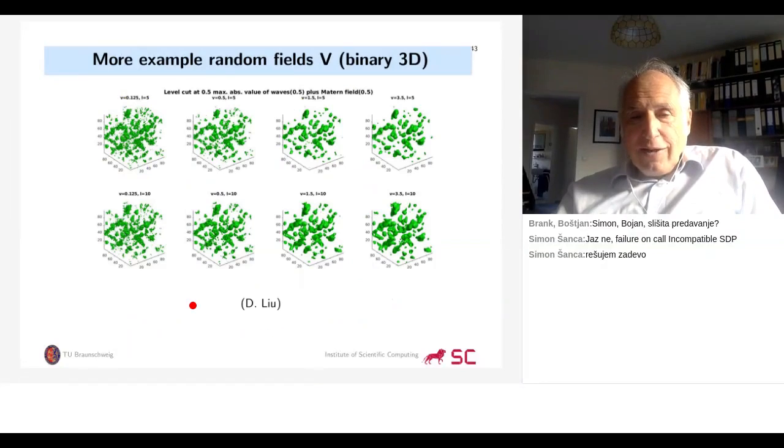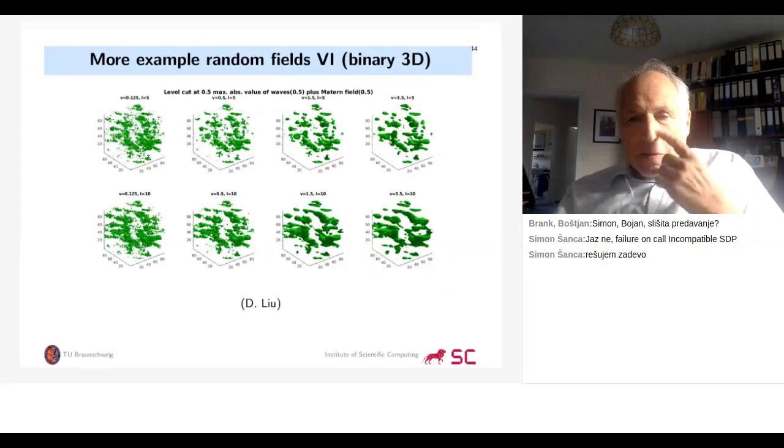There are a few more here, where you can see binary fields generated with increasing smoothness and increasing correlation length. You can see the pebbles are smaller here than here, because of the correlation lengths, and they're rougher here than here, because here they're rough and here they're smooth.